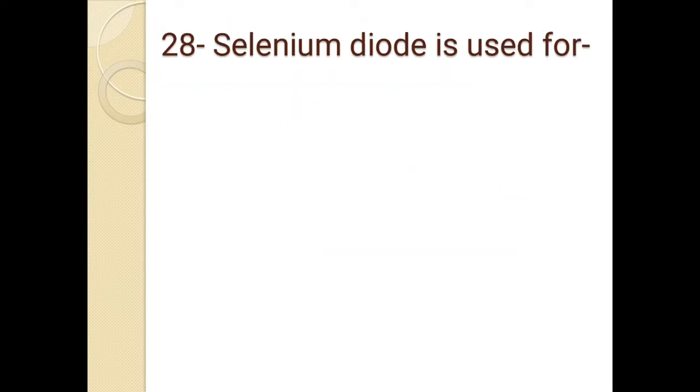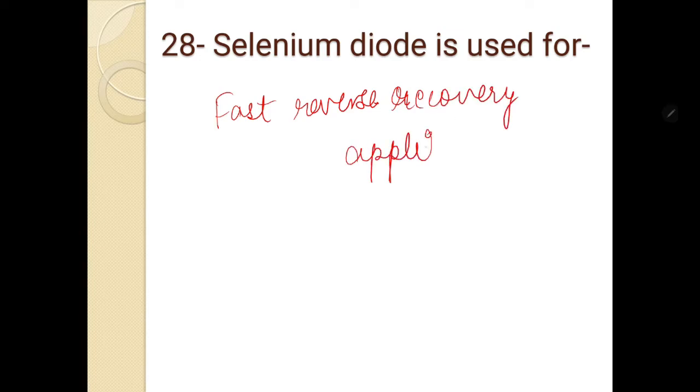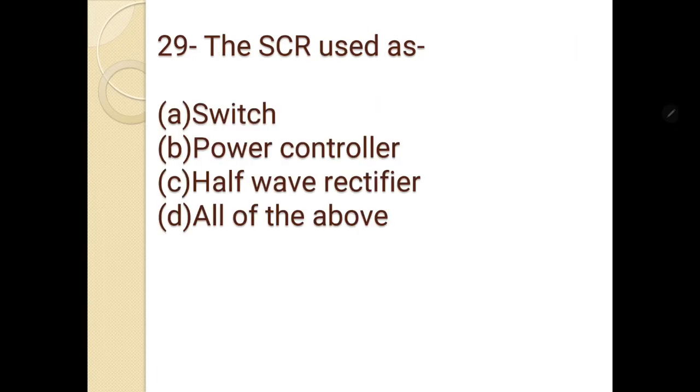Next question asked was, selenium diode is used for? All options I don't remember. The correct option was that it is used in fast reverse recovery applications. Next, the SCR is used as option A switch, option B power controller, option C half wave rectifier, or option D all of the above. The correct option is option B, that is, SCR is used as a power controller.